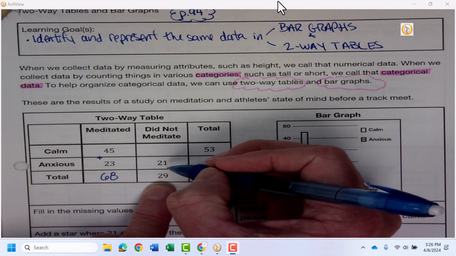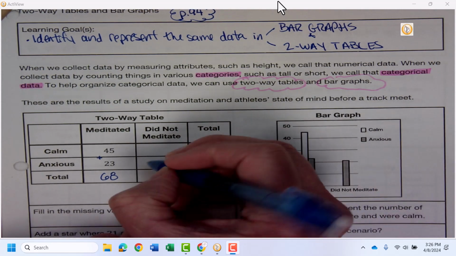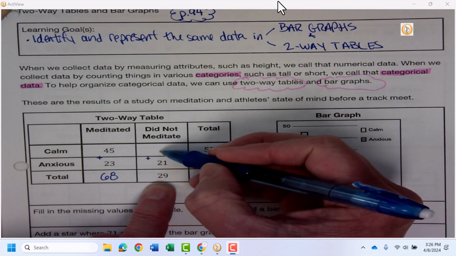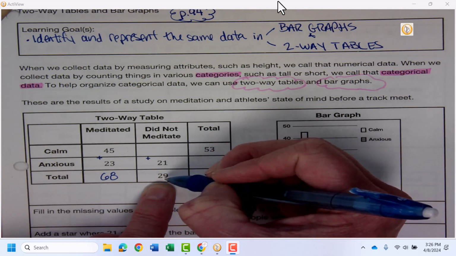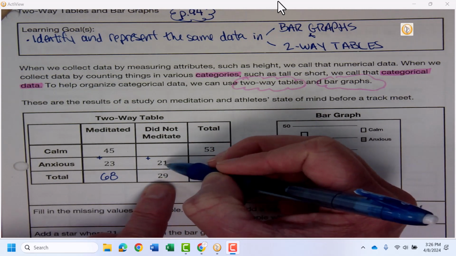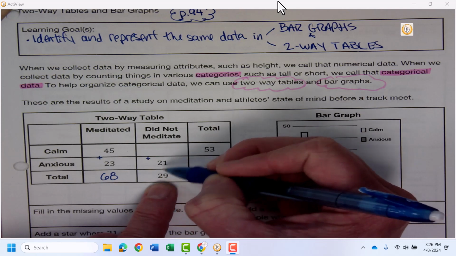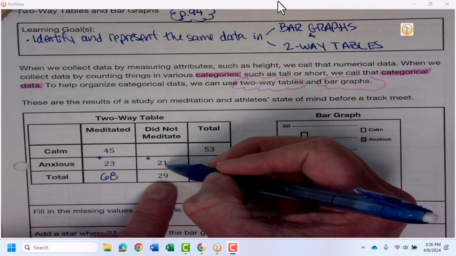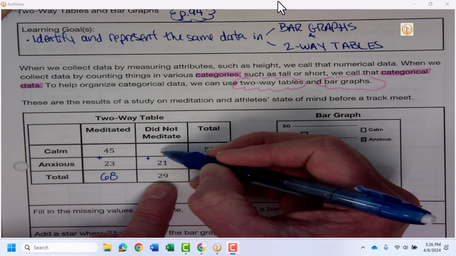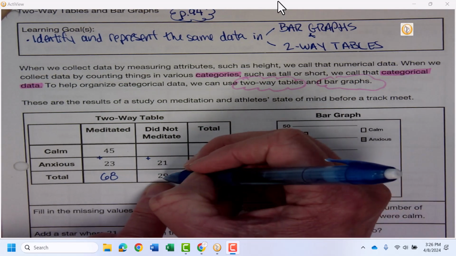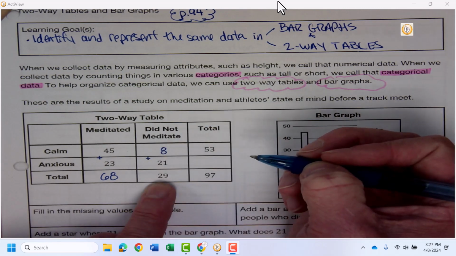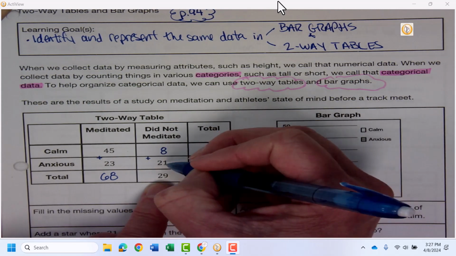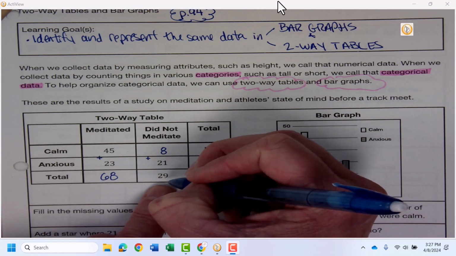But I only have one of these numbers here. I know that I added these two together, the calm ones and the anxious ones, to get my total. So it makes sense that I should be able to take the total and subtract the anxious athletes, and that would give me the calm ones. If I took 29 and subtracted 21, I would have 8. So that makes sense. The calm ones and the anxious ones put together give me my total.